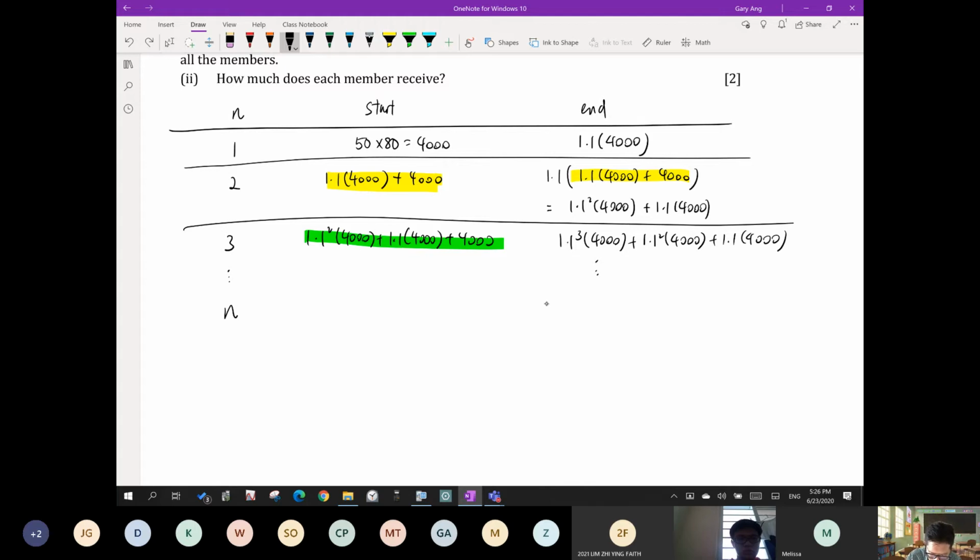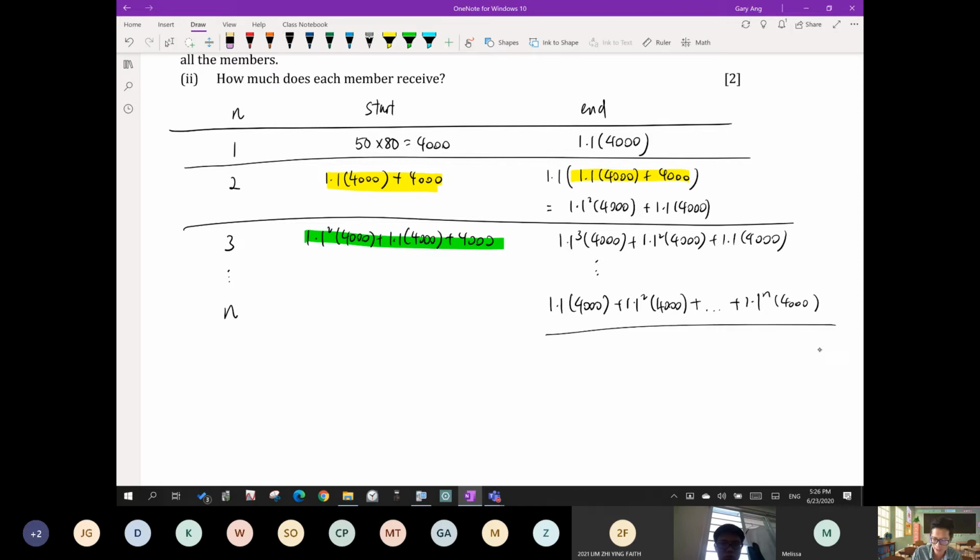Basically, it's going to look like this. I'm going to show it the other way around, so 1.1 square. I'm writing it in ascending order. It used to be descending order. So the last term will be 1.1 power n times 4,000. Agree? There'll be n terms here.